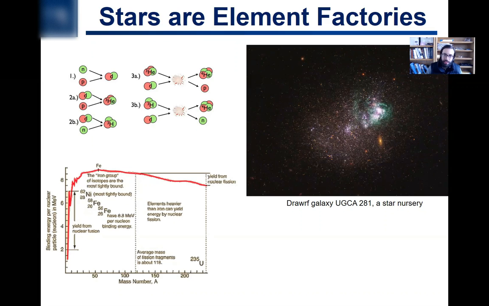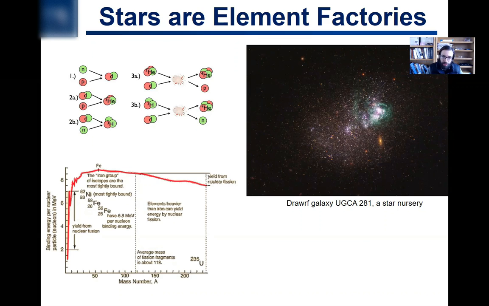But once you get to chemistry, right? Once you get to actually having hydrogen atoms, then we can talk about inorganic chemistry and chemistry of the universe. And so that's where you get into stars, and stars being element factories. And so how does this work?